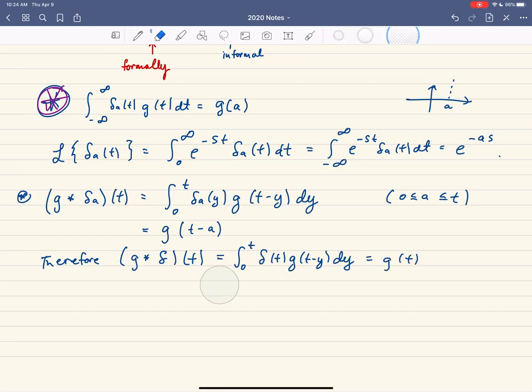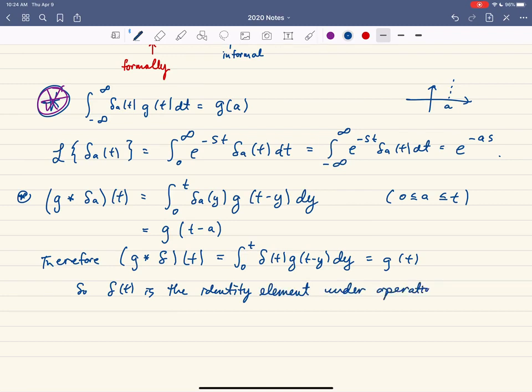So in other words, it turns out that delta is the identity, the identity element under the operation of convolution. Okay, so this delta Dirac function is the thing that you would convolve with a function to get itself. It plays the role of the identity. Okay, so that's a little bit about the delta function there.